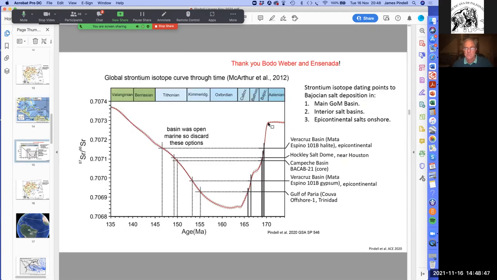There is a strontium ratio curve that applies to the whole world right through the entire Phanerozoic. And this chart shows the strontium ratio curve between 135 million years and 175 million years. The strontium ratio curve is the ratio between strontium-87 and strontium-86. And that ratio changes through geological time. And lots of people take lots of measurements on chemical precipitated rocks, either limestone or salt or things like that.